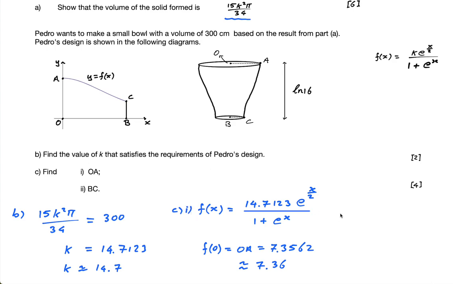And then C part II, it says find the value of BC. So BC is this value, but look, he tells us this length here is ln of 16. So what is BC? Well, it's the same thing. BC is just f of ln of 16.